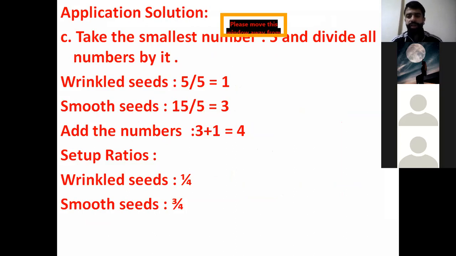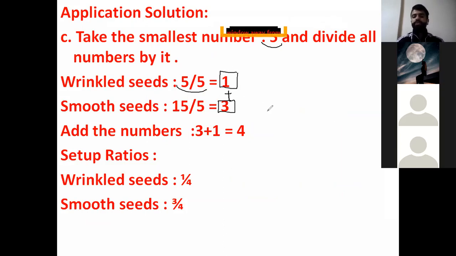How to calculate the proportion. Already we solved this before, twice and 3 times even. First of all, we have to take the smallest number. We have 5 and we have 15, so we take the 5. Divide by it. Wrinkled, it's 5 over 5, it gives 1. Smooth, it's 15 over 5, it gives 3. Then we have to add the numbers. 3 plus 1 gives 4. So 1 over 4 is for the wrinkled, and 3 over 4 is for the smooth. So, I repeat, you take the smallest number, then you divide all the numbers by it. The obtained numbers, we add them. 3 plus 1 is 4. So 1 over 4 for the wrinkled, and 3 over 4 for the smooth.